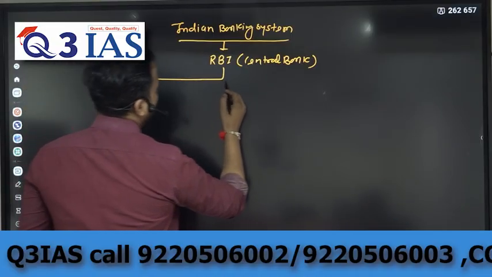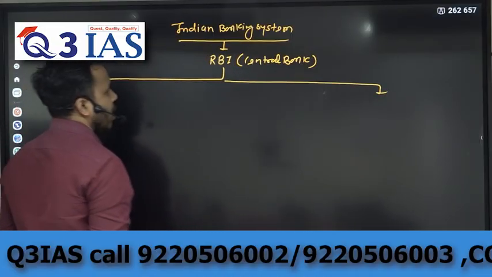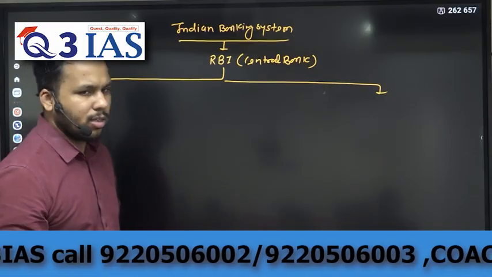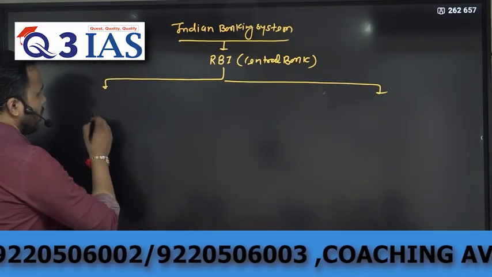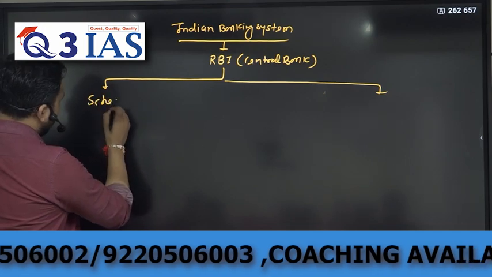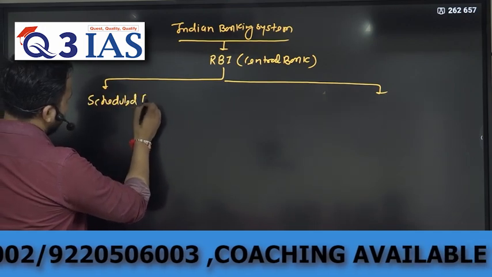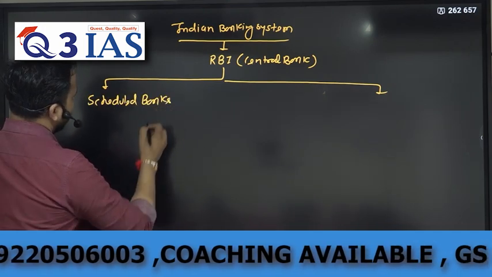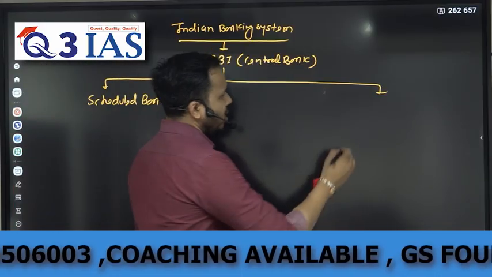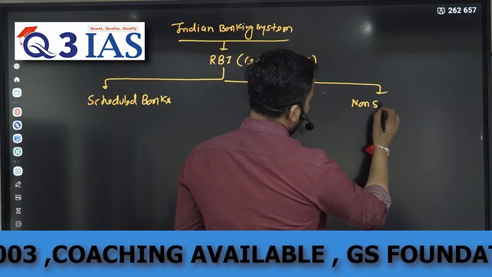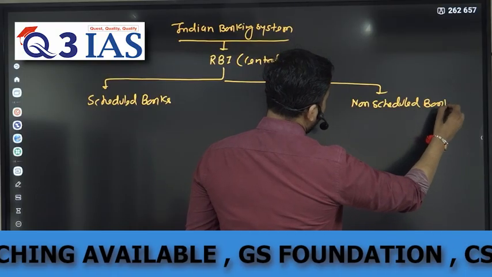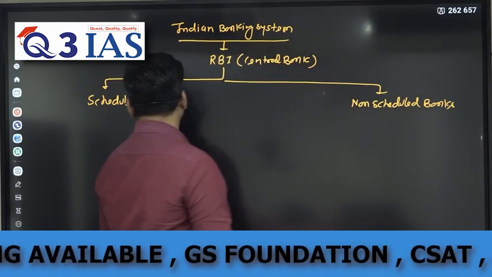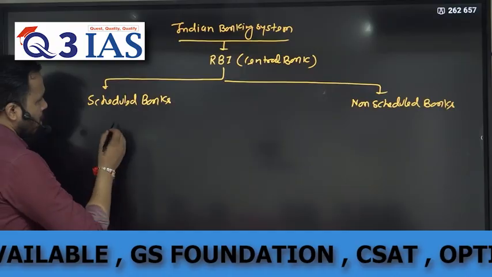And according to RBI, there are two types of banks. First is scheduled banks, and the second one is non-scheduled banks. What is a scheduled bank?